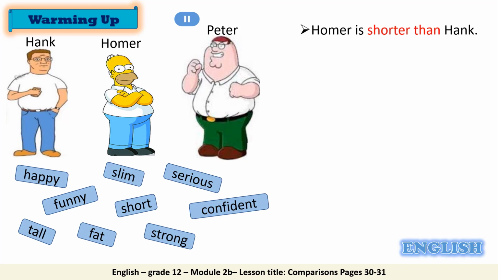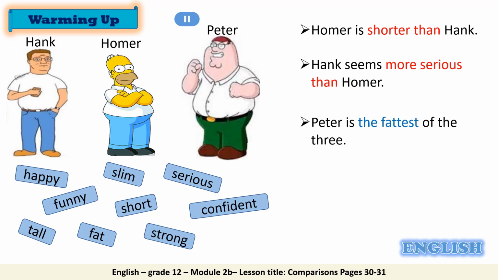Homer is shorter than Hank. Hank seems more serious than Homer. Peter is the fattest of the three. Hank seems the most confident of the three.